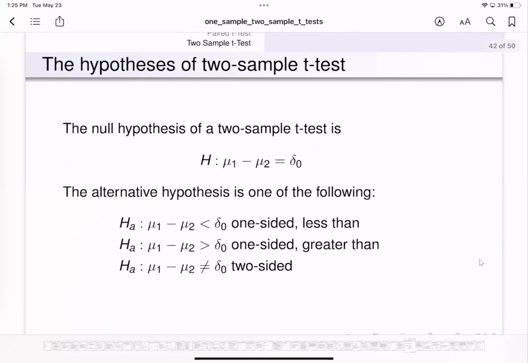The hypothesis in this case will specify the null hypothesis being the mean difference is equal to a given value delta 0, and the alternative hypothesis or research hypothesis we specify as upper tailed or lower tailed or two-sided.